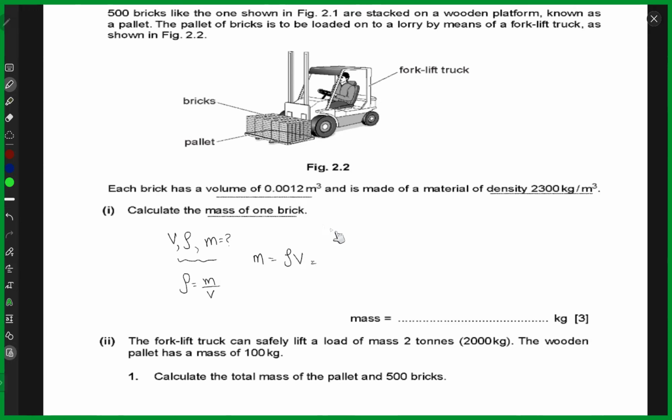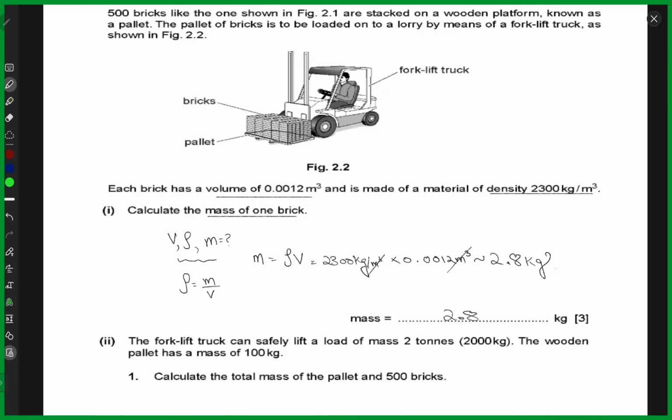Next step is very simple. Just plug in the values. You get 2300 kilograms per meter cube times volume, which is 0.0012 meter cube. So meter cubes cancel with meter cubes, and doing the math, this gives you around 2.8 kilograms, right? So this is the mass of one brick. At this point, we have only computed the mass of one brick.